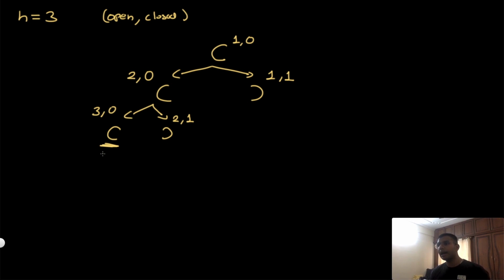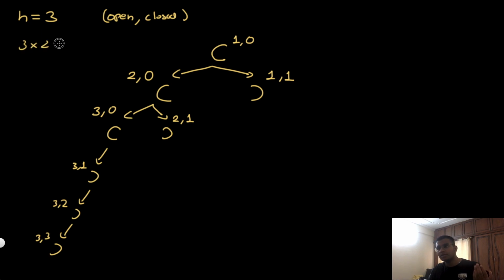Over here, I already have 3 open brackets, as we know by the count. That means I cannot have any more open brackets, so everything after that is going to be a closed bracket. Right now we have a closed bracket, so the count becomes 3 comma 1. One more closed bracket gives 3 comma 2, and another gives 3 comma 3. So this is one path. Once the path length becomes 6, we are done, because we have 3 pairs, and 3 times 2 is equal to 6.